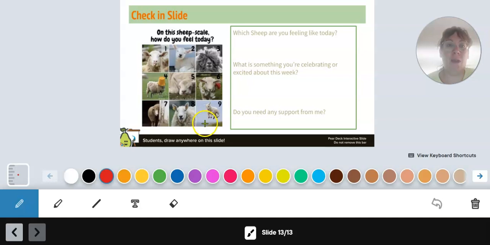Yay. On the last slide here, which of the sheep scales, which of these sheep are you feeling like today? What's something you're celebrating or excited about this week? And do you need any support from me? So make sure you're filling all of this out. These check-in slides are important.